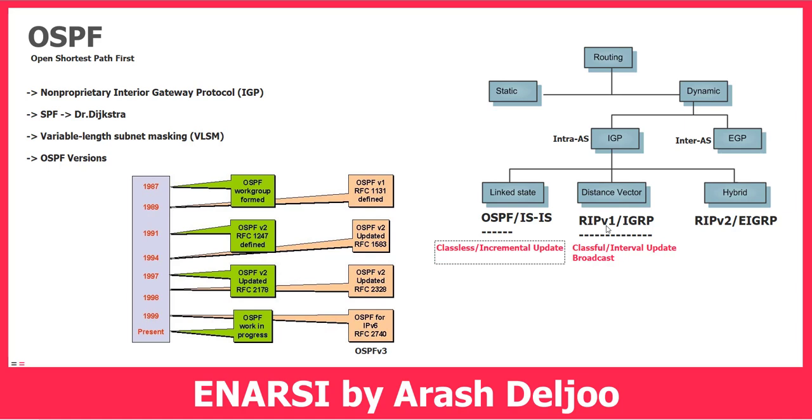But in OSPF, in EIGRP, in RIP version 2, we are using multicast updates in some cases, and also unicast updates in some other cases. Because of that, we can say OSPF is more efficient in comparison with RIP version 1 and IGRP about sending updates.